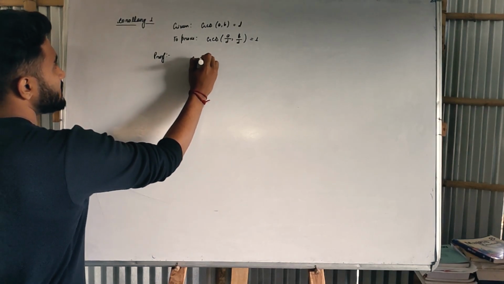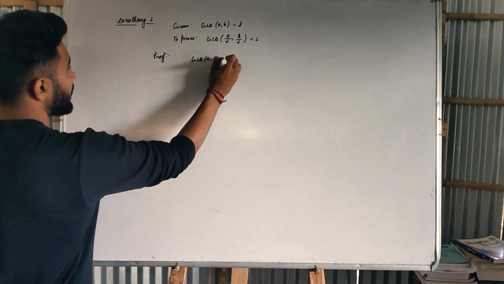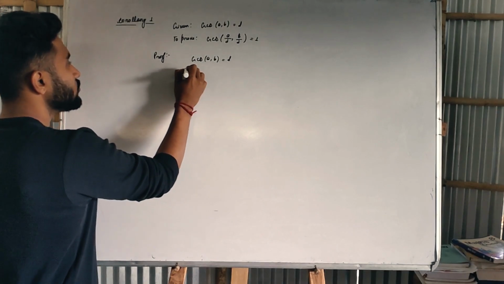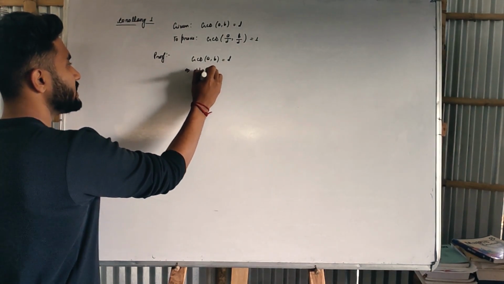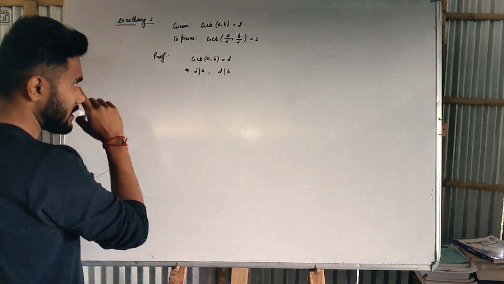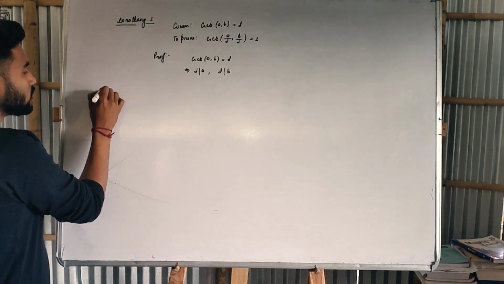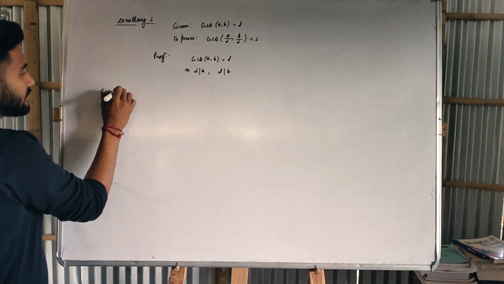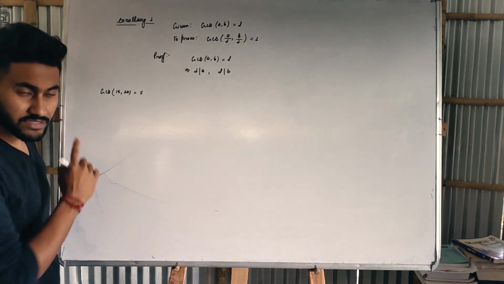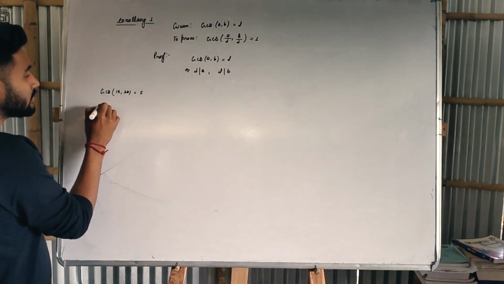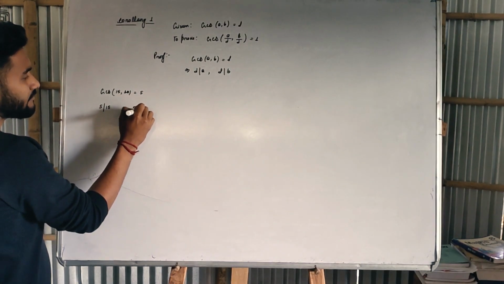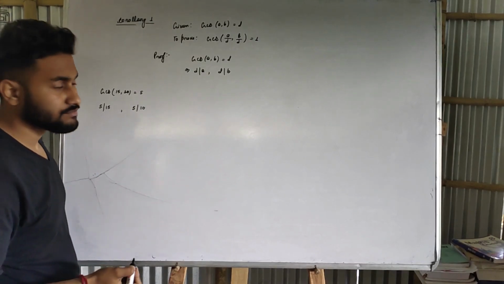What is given now? GCD of A and B is equal to D. That means D is the common factor, the highest common factor. So which implies that D must divide A and D must divide B. Now you see one thing. Suppose GCD of 15 and 10 is equal to 5. We know that 5 is the HCF. It means obviously 5 divides 15, and 5 must divide 10, because it is the highest common factor.